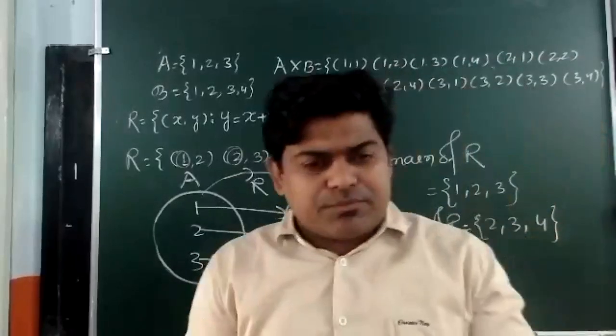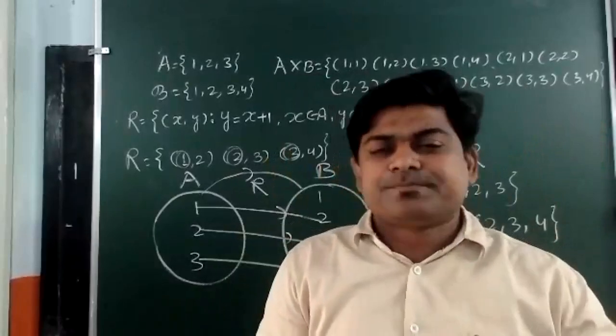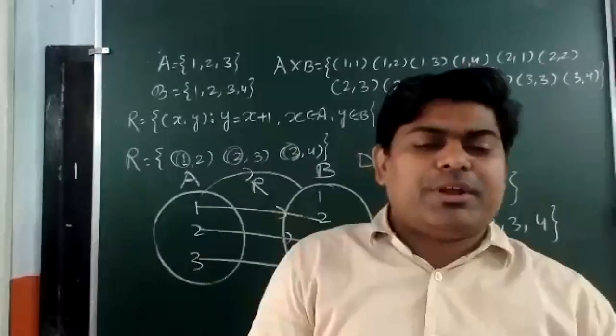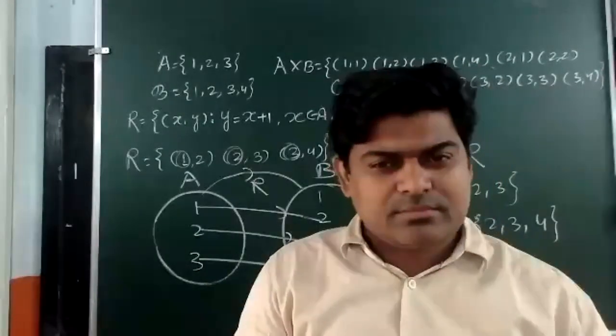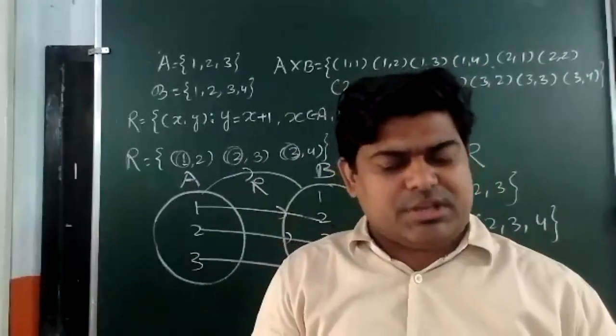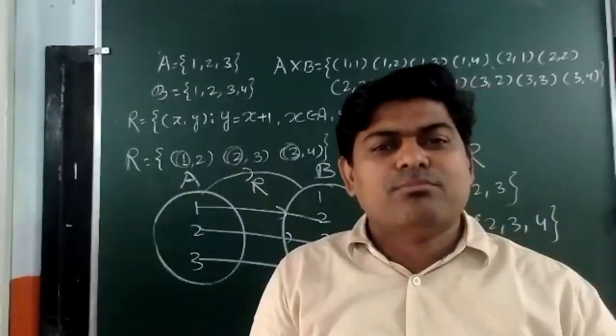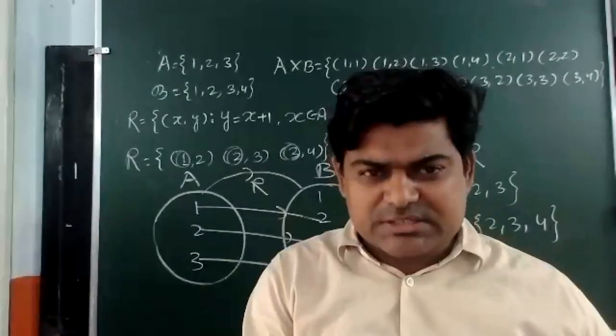The first one, definition of the relation. Second one, representation of the relation. Third one, domain and range of the relation. And I think we have discussed all these things. Now I'm moving to do some questions from the exercise.